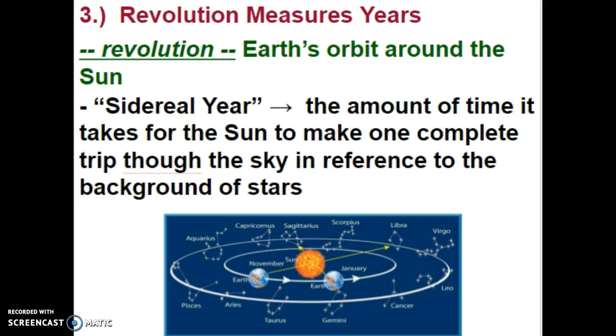So our period of revolution is 365 days or 1 year. Now, before we had modern technology and things like atomic clocks to measure our time, we made observations of the time that it takes for the sun to complete one trip through the sky in reference to a background of stars. That's what we call a sidereal year.